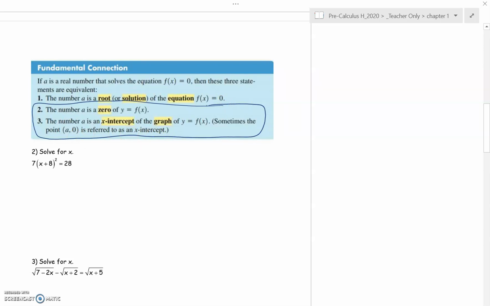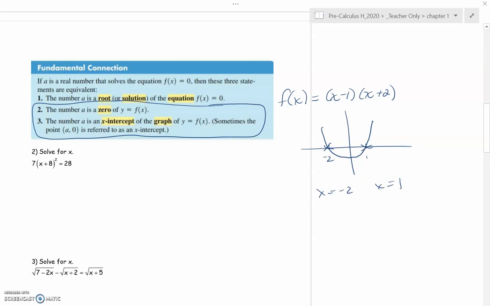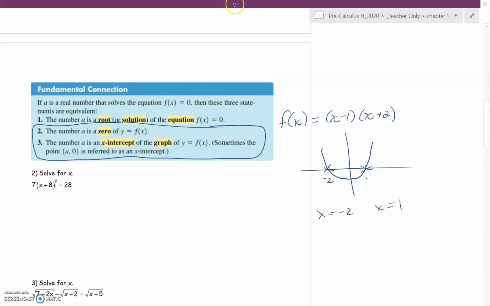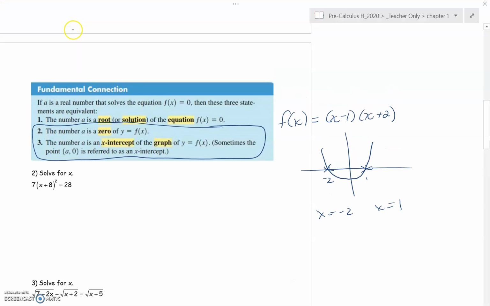If you have something like f of x equals x minus 1 times x plus 2, we know that this is a quadratic. You have x-intercepts at negative 2 and 1, and you could say the zeros, or the x-intercepts, are negative 2 or 1. But then again, this might seem like a really minor thing, but if I say a root, that's actually something a little different. So a root is an equation in one variable. So let me explain what that means.